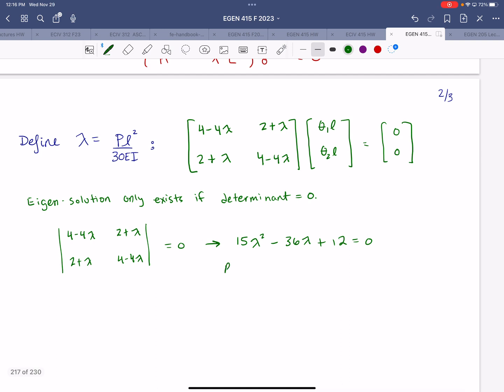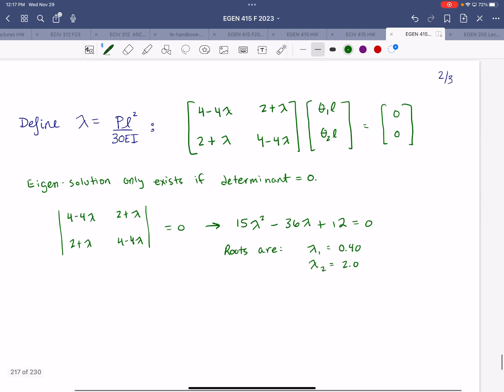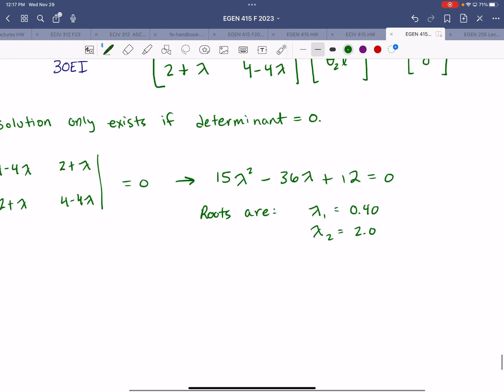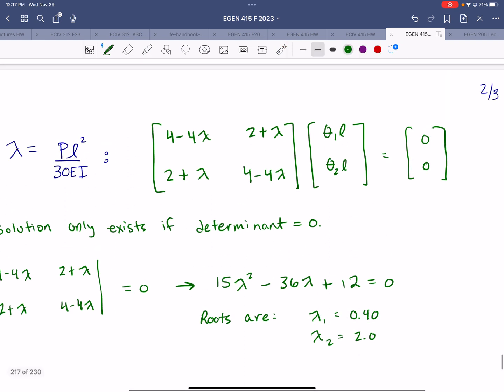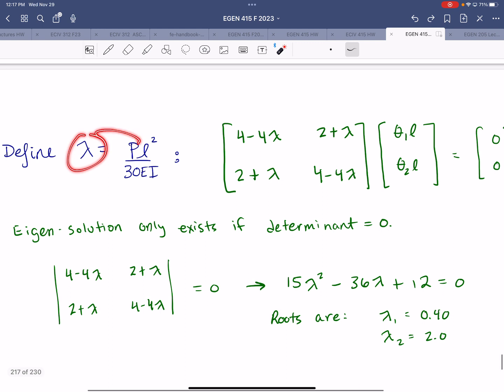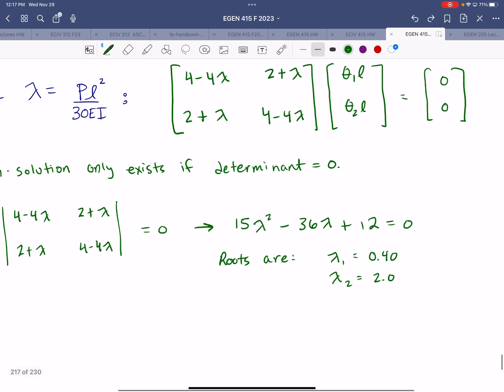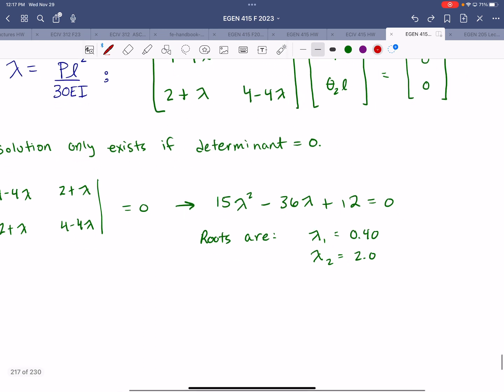The roots of that expression, first one is 0.4 and the second one is 2.0. So the lowest eigenvalue of 0.4, that represents the lowest value, or it's related to the lowest value of P that will cause buckling, since lambda and P are directly related, right? So I'll note here, this is the lowest value to cause buckling.